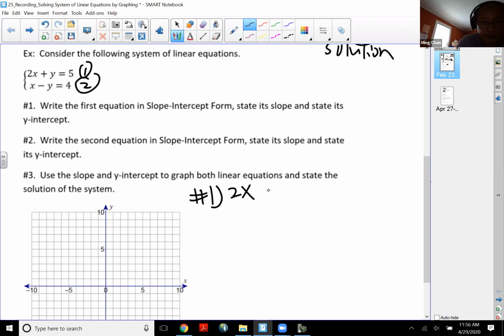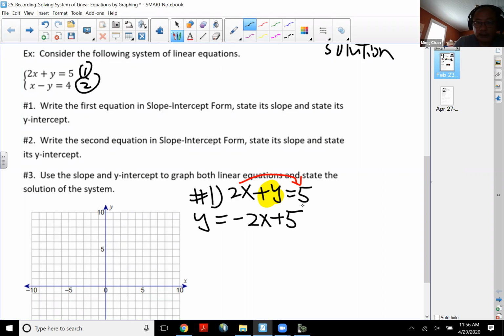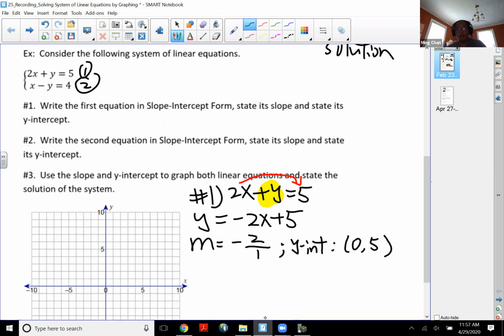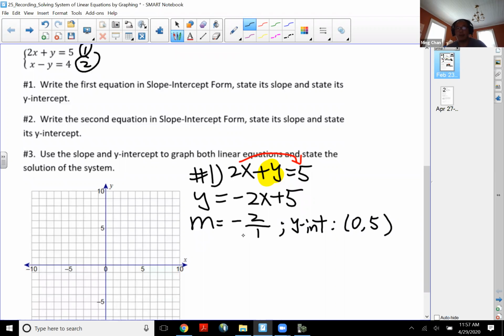So 2x plus y equals 5. My variable term is positive, so let it stay there. I'm going to move the 2x over. So y equals negative 2x plus 5. All right, solve for y. These are all the work you're going to show me. Then you're going to state its slope. The slope is negative 2. I'm going to go ahead and say negative 2 over 1 because I need it to plot points. Semicolon, the y-intercept is (0, 5). All right, ultimately it's about finding the point of intersection of the two lines.